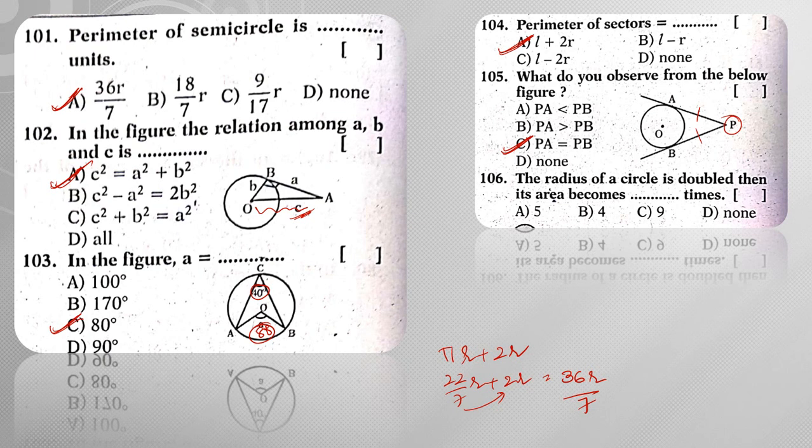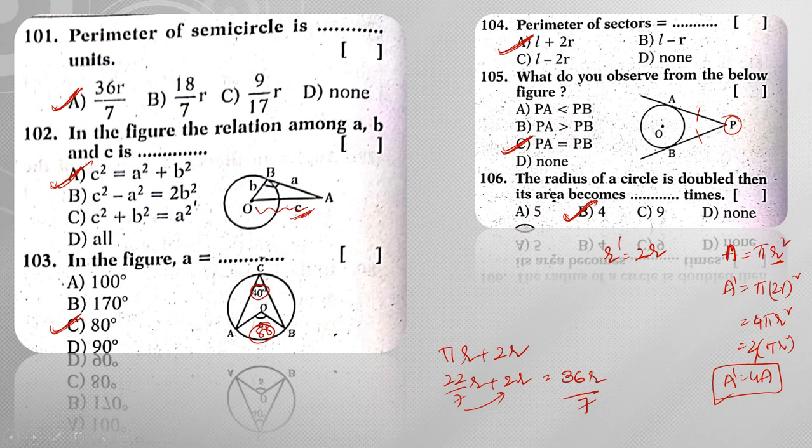Next, if the radius of the circle is doubled, then its area? If the radius is doubled, r dash is equal to 2 times r. The area formula is pi r square. Then A dash will become pi into 2r whole square, which is nothing but 4 pi r square. I can write this as 4 into pi r square, which is nothing but 4 into A. So A dash is equal to 4 times of it. Then its area becomes 4 times.